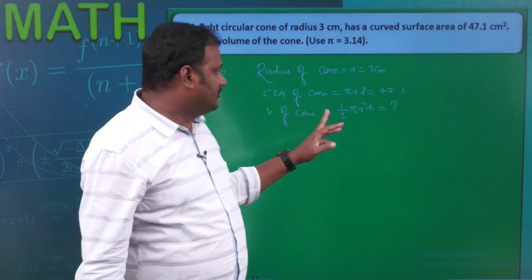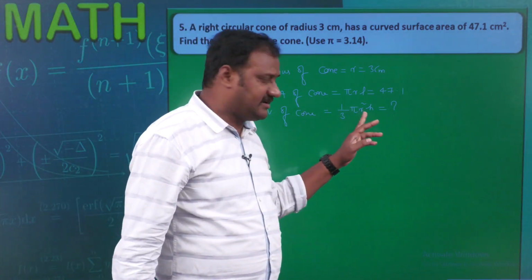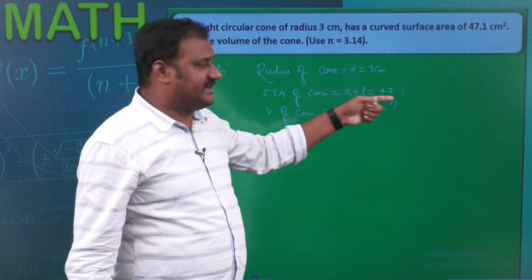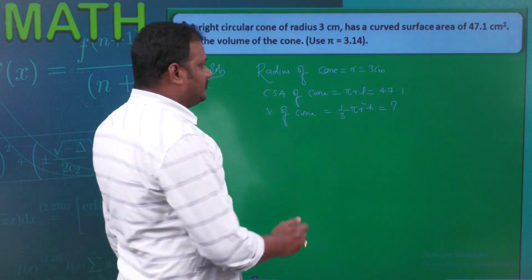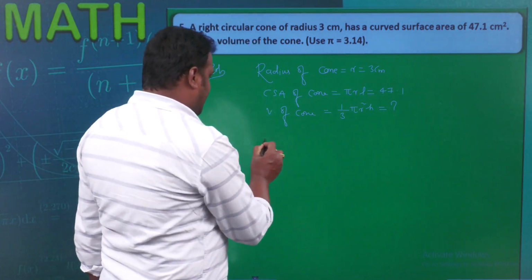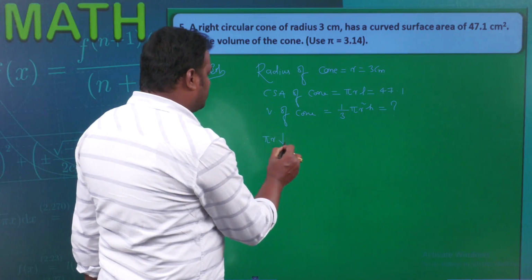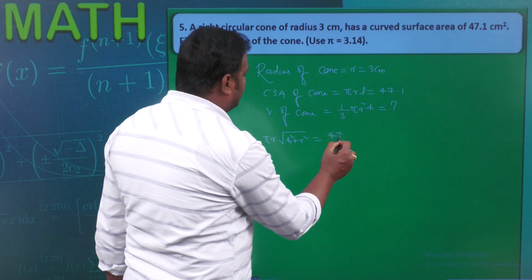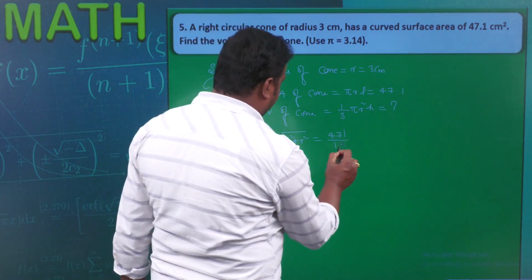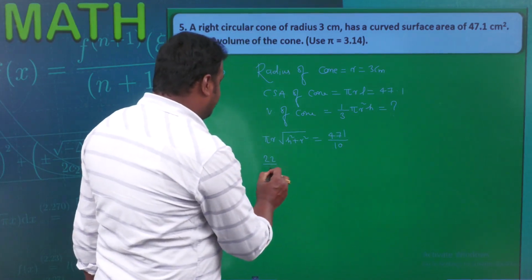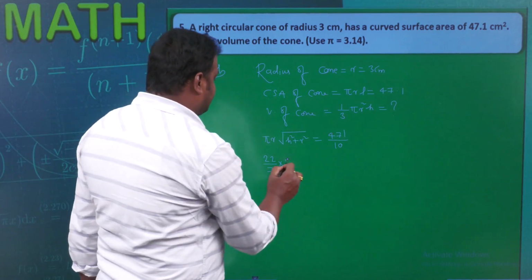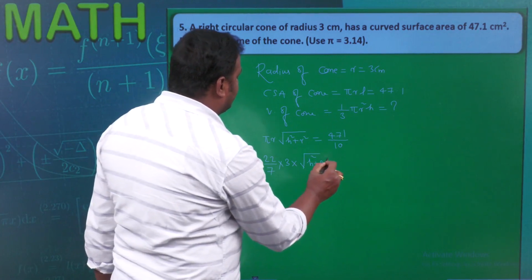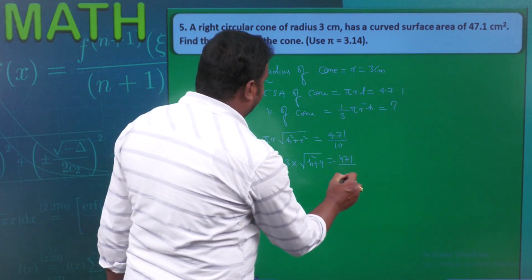In order to find volume, we know π, we know R, but we do not know H. In order to find the value of H, this information has been given. So let us use it. Since πRL, where L is equal to root over H² plus R², is equal to 47.1, that is 471 divided by 10. Pi is 22 by 7 and radius is 3, so 22/7 into 3 into root over H² plus 3² is equal to 471 divided by 10.